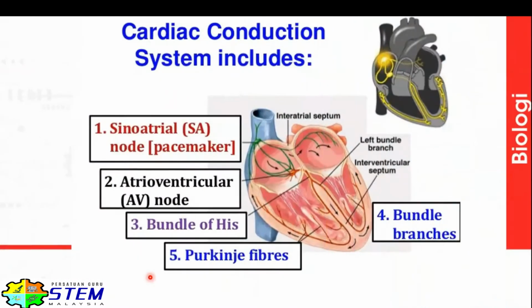Let me introduce you to the cardiac conduction system. The cardiac conduction system includes, first, the sinoatrial node or pacemaker, also known as the SA node. This is the location of the SA node. Second is the atrioventricular node, also known as the AV node, and this is the location of the AV node at the bottom of the atrium. The bundle of His is connected with the AV node, and then the bundle of His branches into bundle branches, and then connects to the last part of the system, which is the Purkinje fibers along the ventricles.